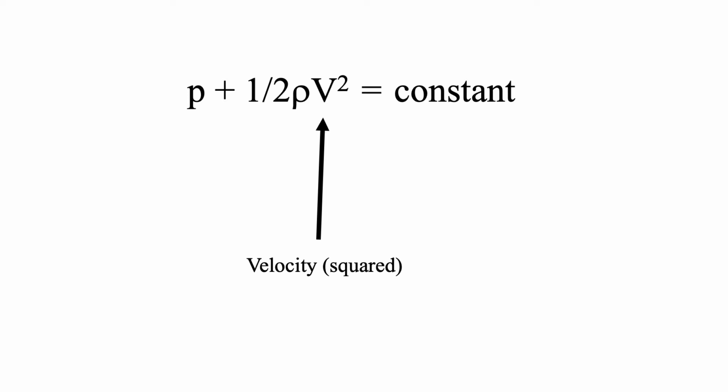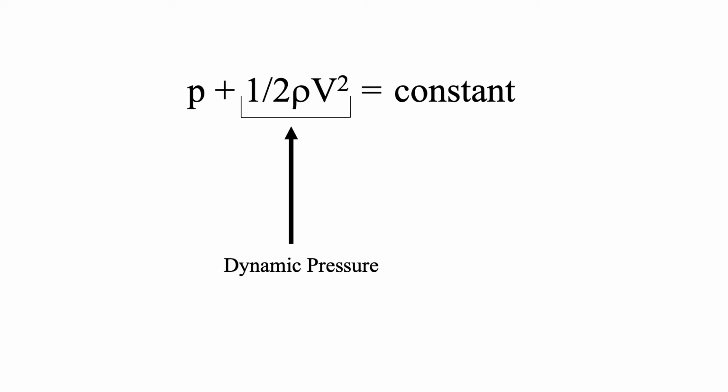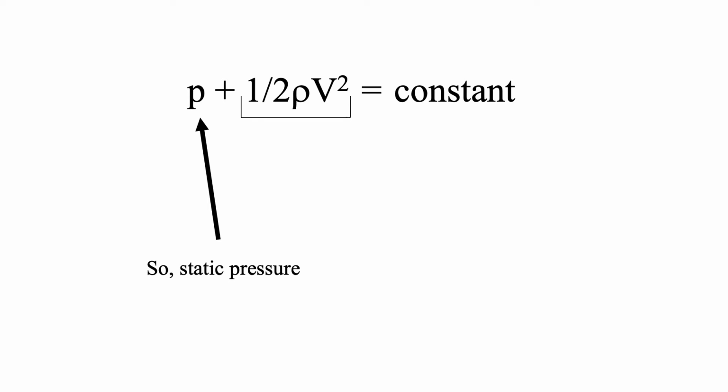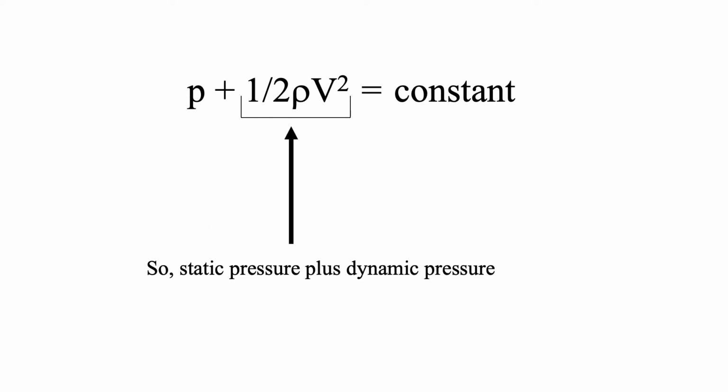That little piece is an important piece of the formula, not only for this purpose, but you're also going to find that it shows up in lift. 1/2 rho v squared is the dynamic pressure. Dynamic pressure is what your airspeed indicator measures, and we'll talk more about that later. So, static pressure plus dynamic pressure is a constant. And this applies to any system where the total pressure is remaining constant as it moves through the system.